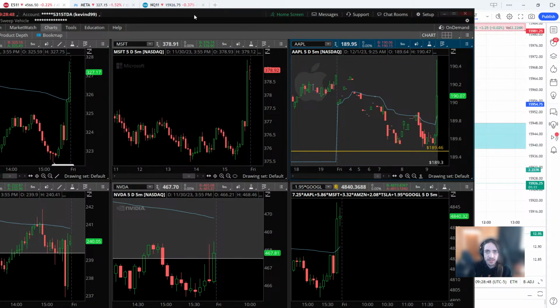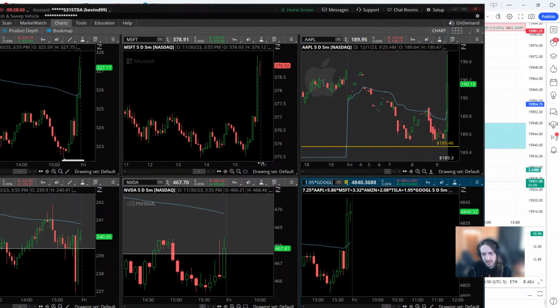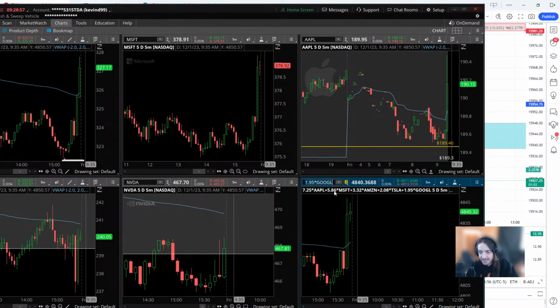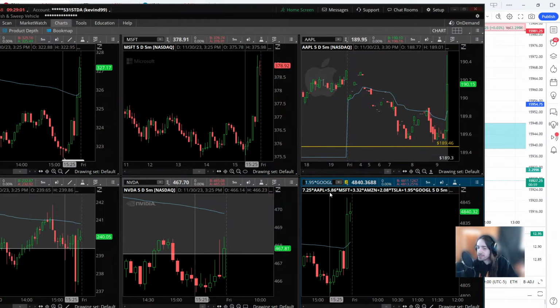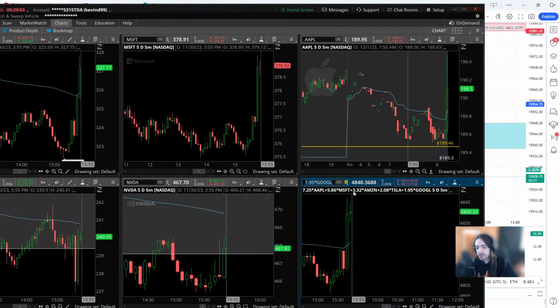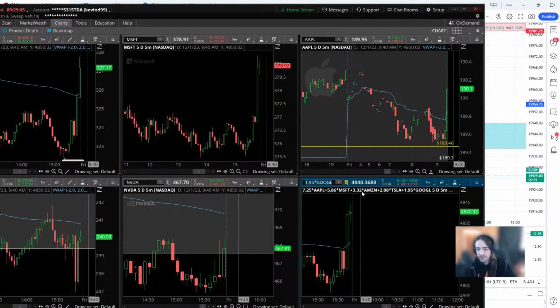Now, TradingView has it too, but what it is, and I'll try to figure out again how to do it on TradingView. I thought I had it. I'll take a look. But basically, it adds the symbols together. So it's 7.25 stock of Apple plus 5.86 stock of Microsoft plus 3.32 stock of Amazon.